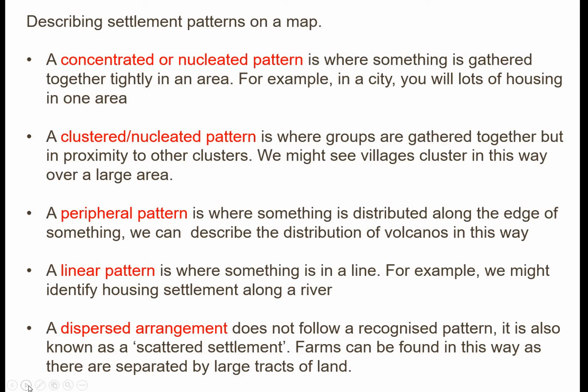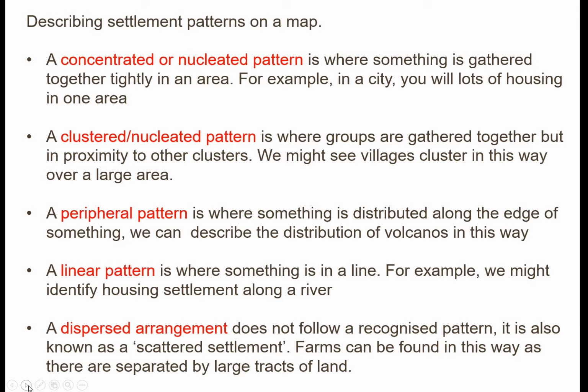These are the different ways you might describe how the patterns have been located, how they're settled and what they look like. We have a concentrated or nucleated pattern, so gathered together, that's the first one. We can also have a clustered nucleated pattern. This is again like nucleated patterns, but next to other nucleated patterns. Third one is peripheral pattern, obviously around the edge.